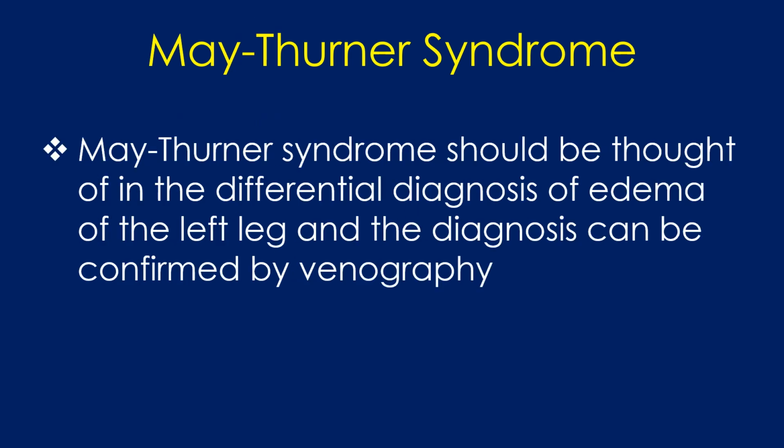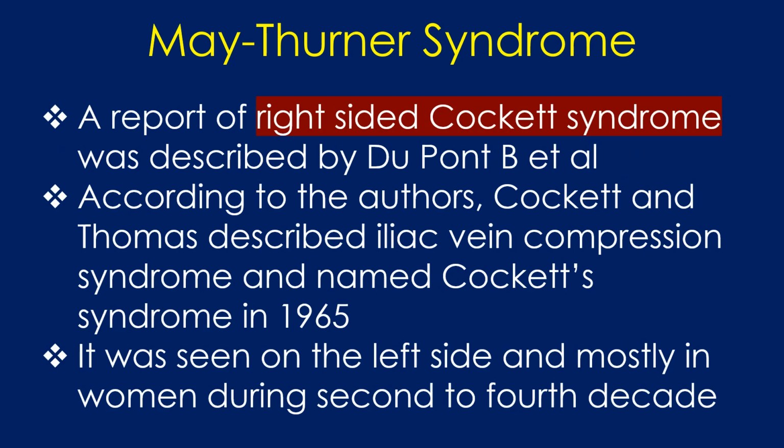May-Thurner syndrome should be thought of in the differential diagnosis of edema of the left leg, and the diagnosis can be confirmed by venography. A report of right-sided Cockett syndrome was described by DuPont and Associates. According to the authors, Cockett and Thomas described iliac vein compression syndrome and named Cockett syndrome in 1965. It was seen on the left side and mostly in women during second to fourth decade.